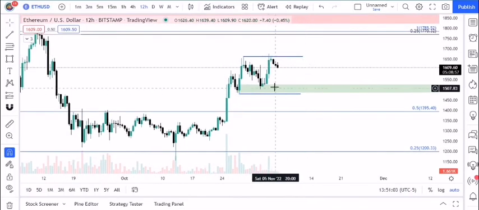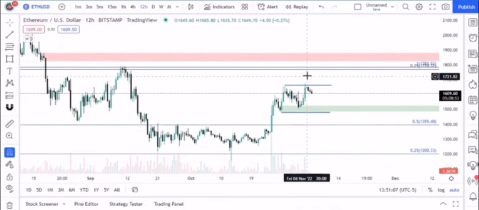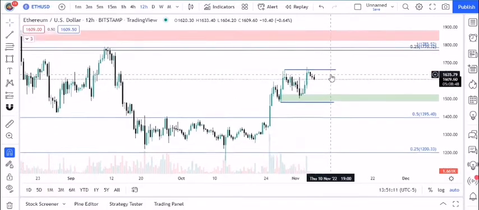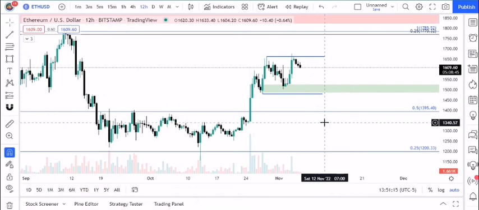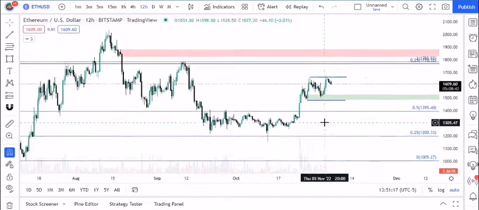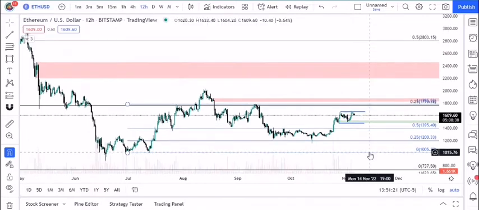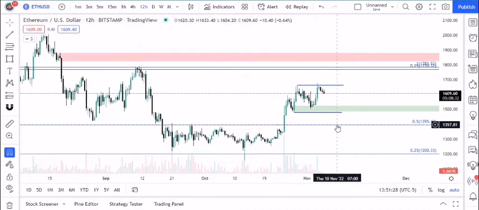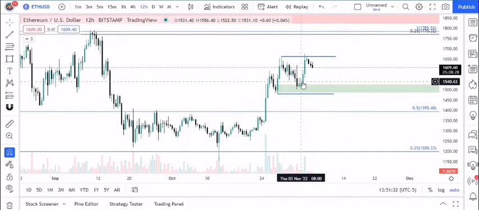So as long as Ethereum can hold this support zone, it can eventually go for this range high and this supply zone. But if it falls below this range, it will come to 1300, and after that it might go all the way to this range low and eventually to that base. So this is my plan, and I'm looking to either long this level around here.